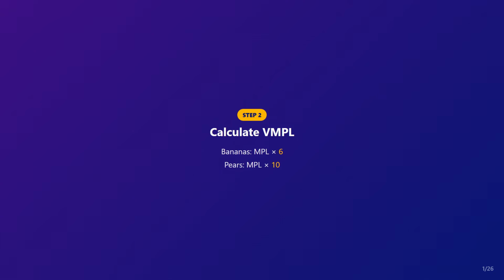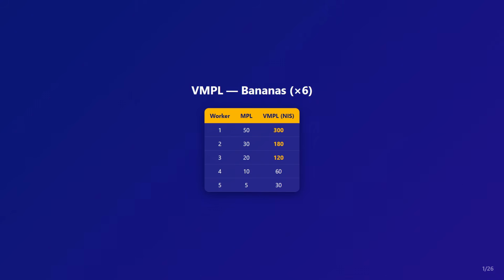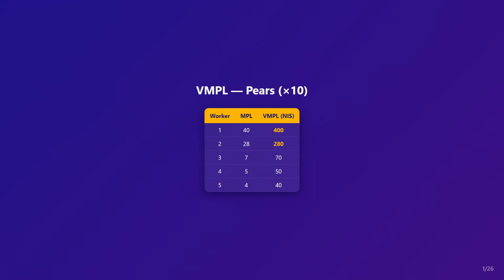Step 2, calculate marginal revenue product. Now multiply the marginal product by the product's price. VMPL for bananas, times 6 shekels. Worker 1: 50 times 6 is equal to 300. Worker 2: 30 times 6 is equal to 180. Worker 3: 20 times 6 is equal to 120. Worker 4: 10 times 6 is equal to 60. Worker 5: 5 times 6 is equal to 30.